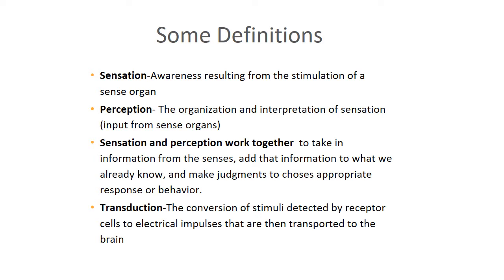Transduction: the conversion of stimuli detected by receptor cells to electrical impulses that are then transported to the brain. Transduction is a very complicated chemical process. Basically, all you need to know about that is that when I touch the surface and I have sensation, my fingertips' sensory receptors are activated, and then after they are activated, a chemical process occurs that changes and converts the stimuli into an electrical impulse. It's a really complicated thing, but all you need to know is the name of it and what it is.